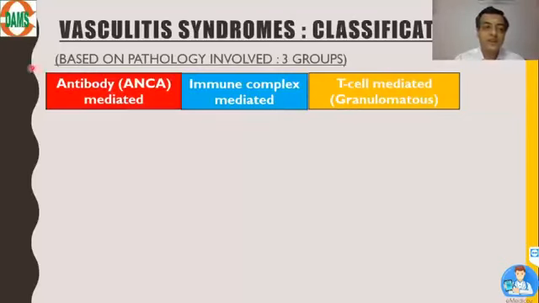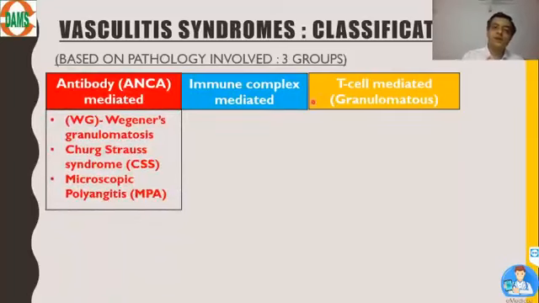So based on the pathology involved, we are going to divide the vasculitis syndrome into 3 groups. One, antibody mediated, that is ANCA mediated. Number 2, immune complex mediated. And number 3, T cell mediated vasculitis, also called granulomatous vasculitis. So let us see which are the diseases under each of these headings. Let us write from the first one.